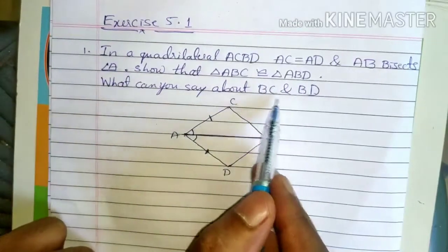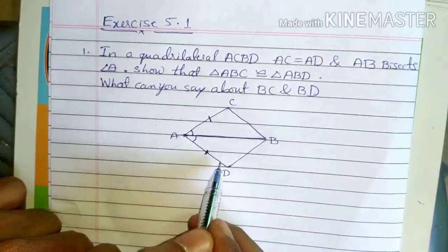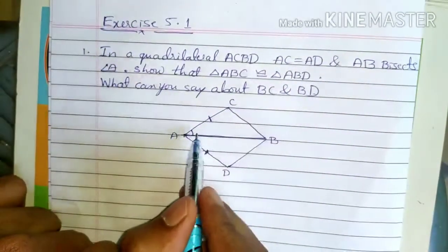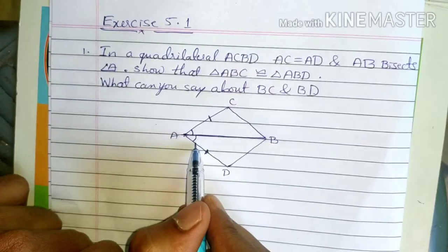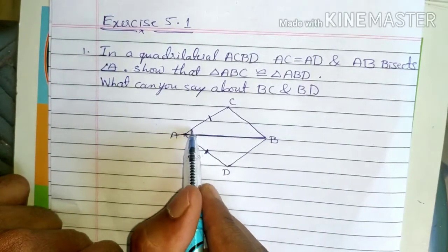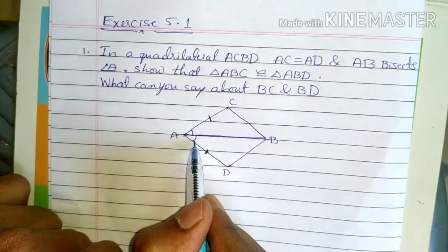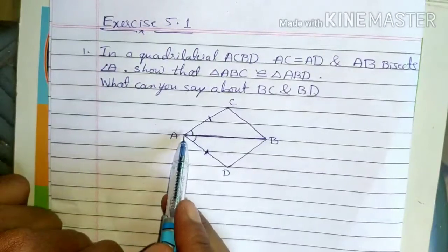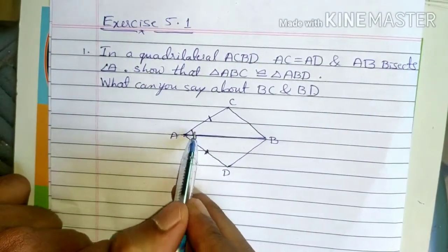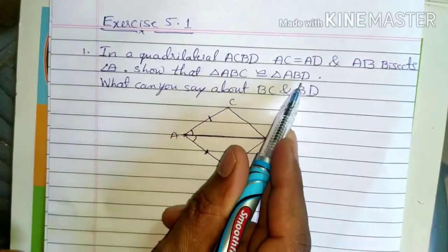What can you say about BC and BD? Now, given that AC is equal to AD and AB bisects angle A, bisects means it divides into equal halves. So if this is 60 degrees, then 30-30. If this is 90 degrees, 45-45. That is the meaning of AB bisects angle A. So that means these two angles are equal. Show that triangle ABC is congruent to triangle ABD.